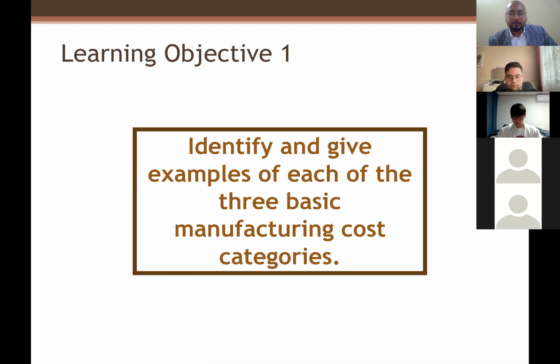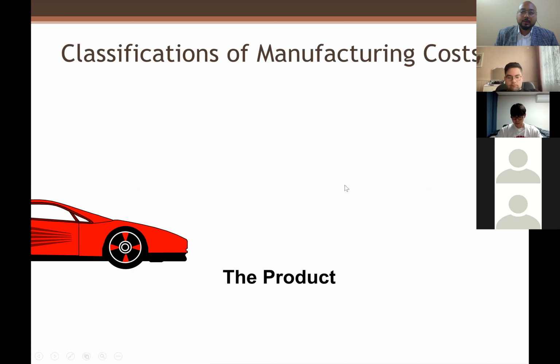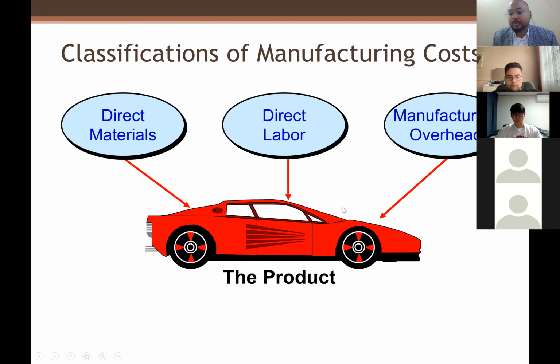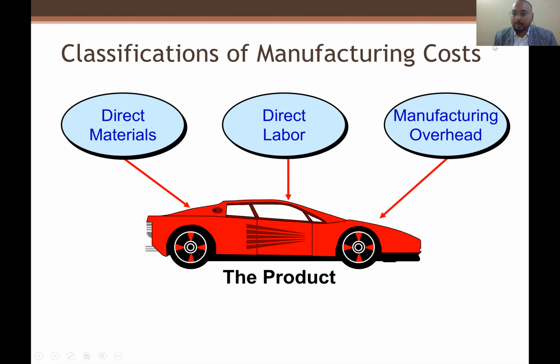So let's talk about the first, which is manufacturing cost. Sorry, I said managerial cost, which is manufacturing cost. So manufacturing cost consists of 3 categories or 3 subcategories: number 1, direct material, direct labor, and manufacturing overhead.